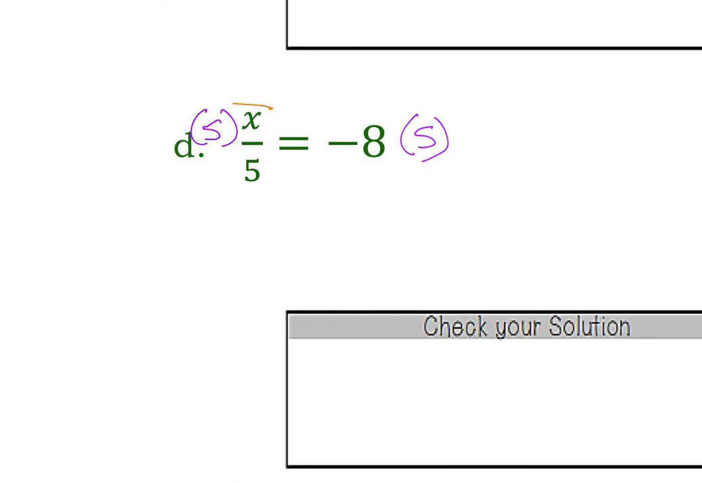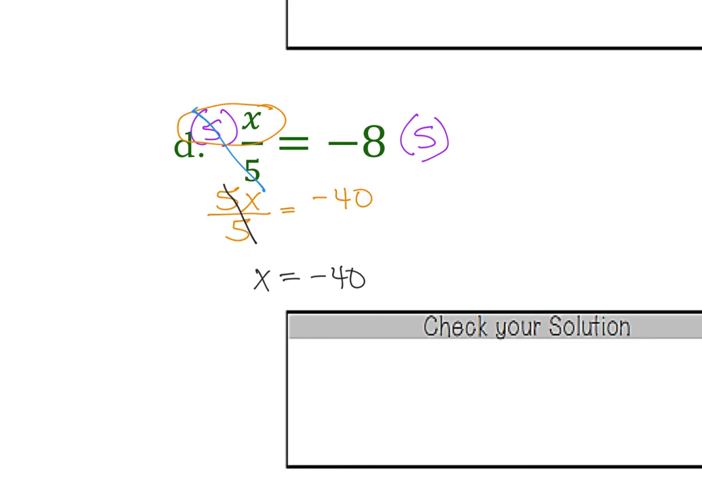5 times x is 5x. And then carry the 5 at the bottom. Negative 8 times 5 is negative 40. These 5s are going to cancel out. So you just have x equals negative 40. You could also cancel out the 5s up here, and you can cancel them out here and just say, all I have left is an x, and just say x equals negative 40. But if you want to do the step here in the middle, you can do so, just so you understand why we're only left with the x.